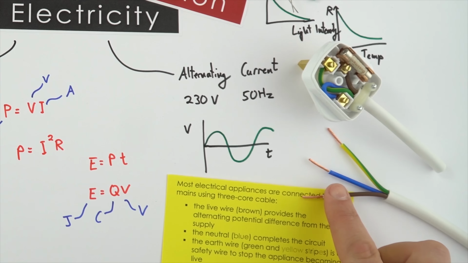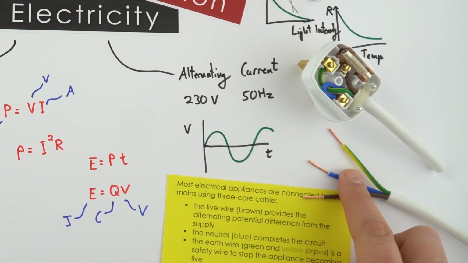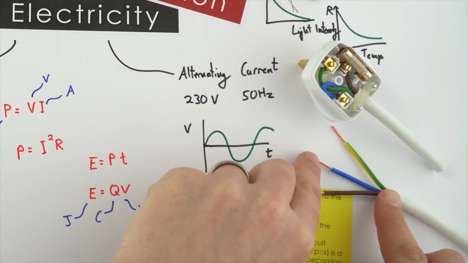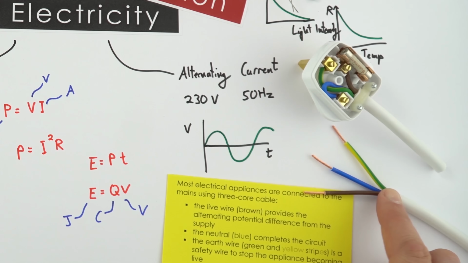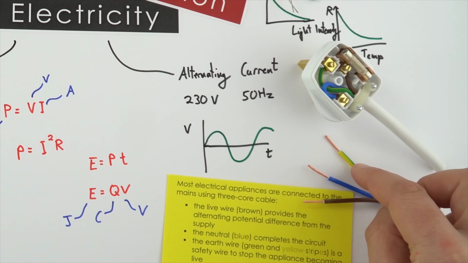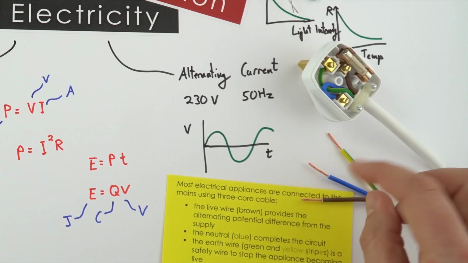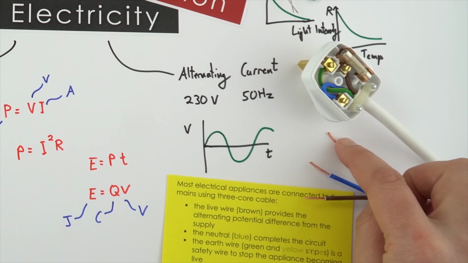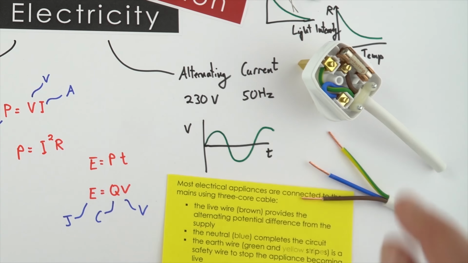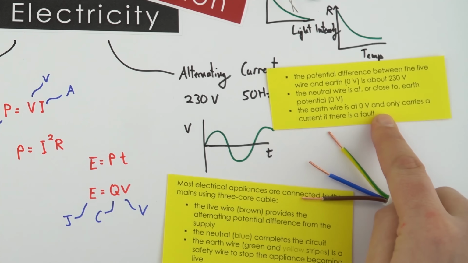So the brown wire provides the alternating potential difference from the supply. The neutral wire completes the circuit, and it's the difference between the potential difference here that causes effectively that current to flow. And then finally, you've got this green and yellow wire, which is called the earth wire. And this is a safety wire that means if there's a fault in the system, this carries any electricity back to the earth rather than going through your body, as it says over here.